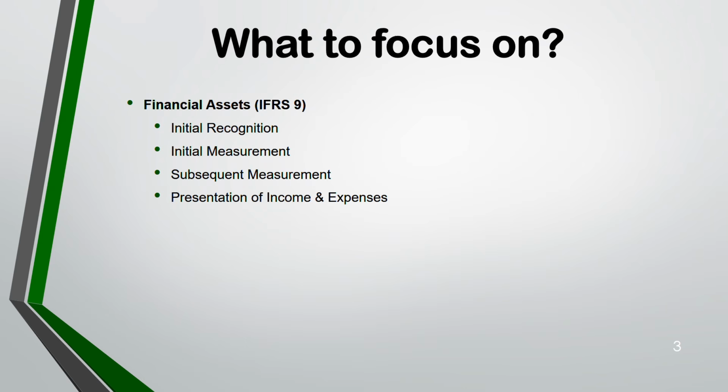Same standard, same way. Then presentation of income and expenses. Why income and expenses? If it's an asset for you, you are receiving income. But if you have given that asset to someone else, it's an expense for you.